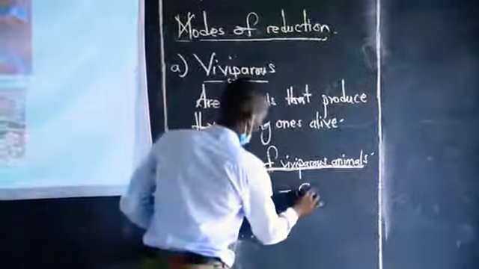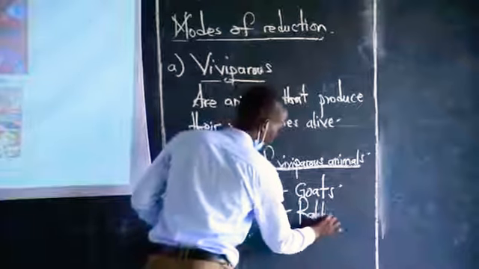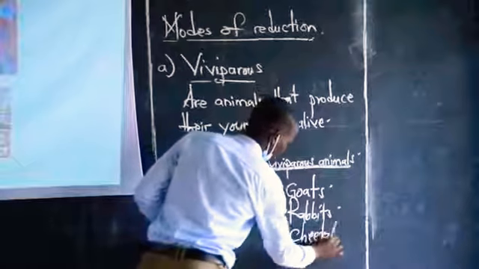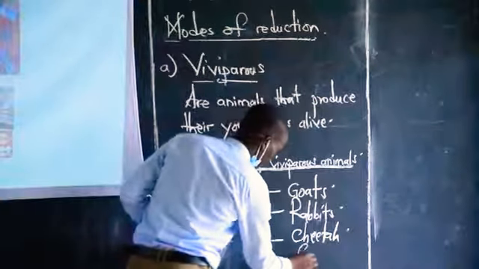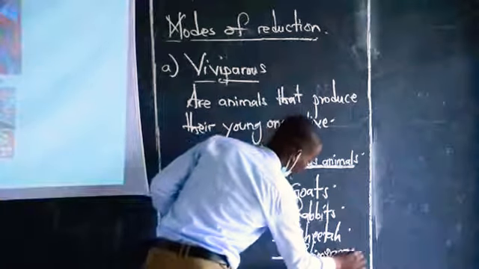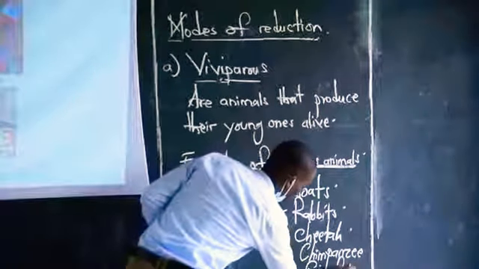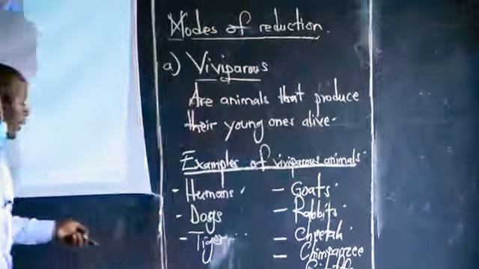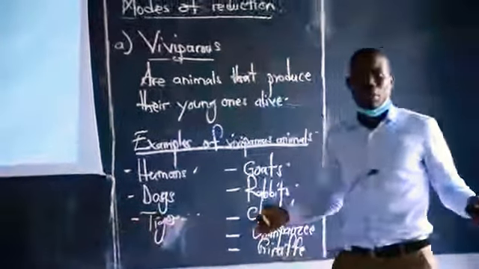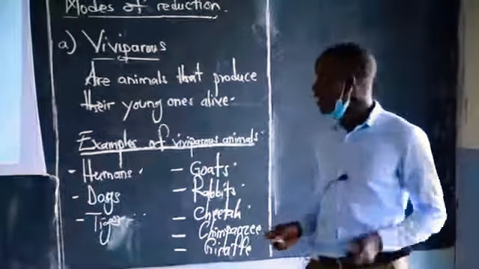Talk about goats, common animals around us. Goats, rabbits, cheetah, chimpanzee. Very many animals, bring giraffe. Very many examples we can give. So to make this easy for us to understand, we can simply mention all mammals, apart from the egg-laying mammals.